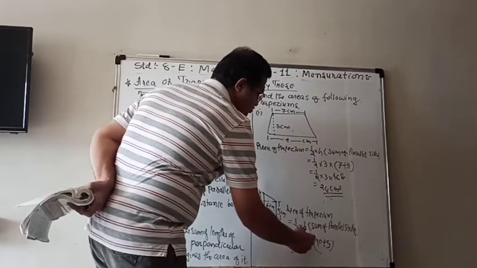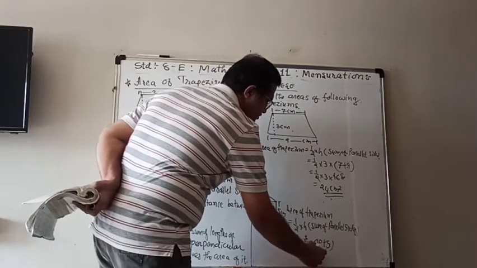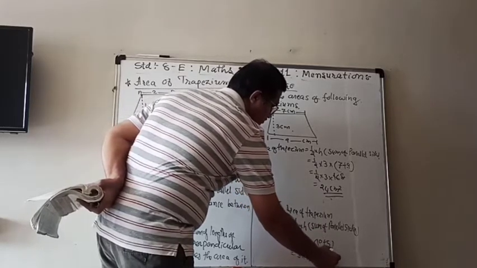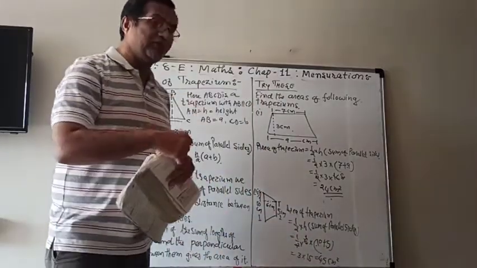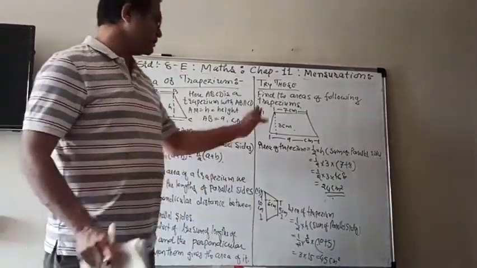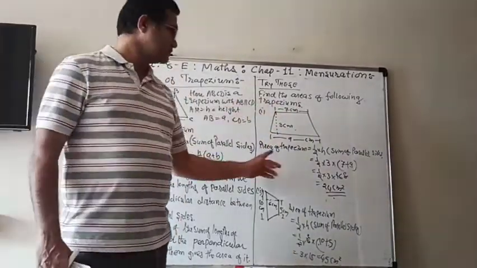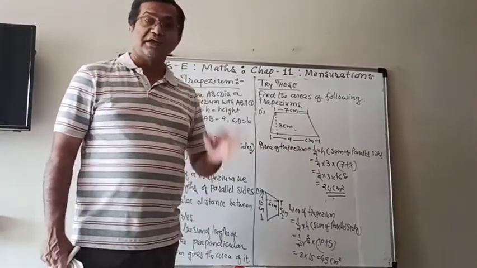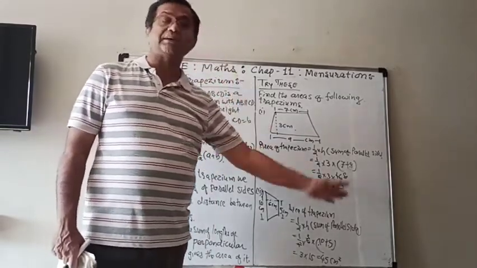Here 2 3s are 6, so 3 multiplied by 15, that is 45 centimeters square. So if you know the formula, if you know the sides which are parallel and the height, then by using this formula, easily we can find the area of any trapezium.